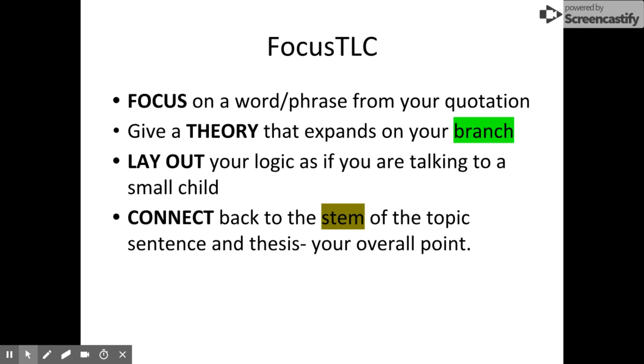Now, the very last thing you do is you make sure that you connect in the end. And this is usually where you're going back to your stem, which is maybe the larger point that you made in your topic sentence. In the case of the Odyssey essay, it's the bigger effect the language achieves. And you want to take all of the logic you have done in your theory and your laying out of your logic, and swing it back and talk about, well, how does all of this affect the bigger picture or the stem of your topic sentence?